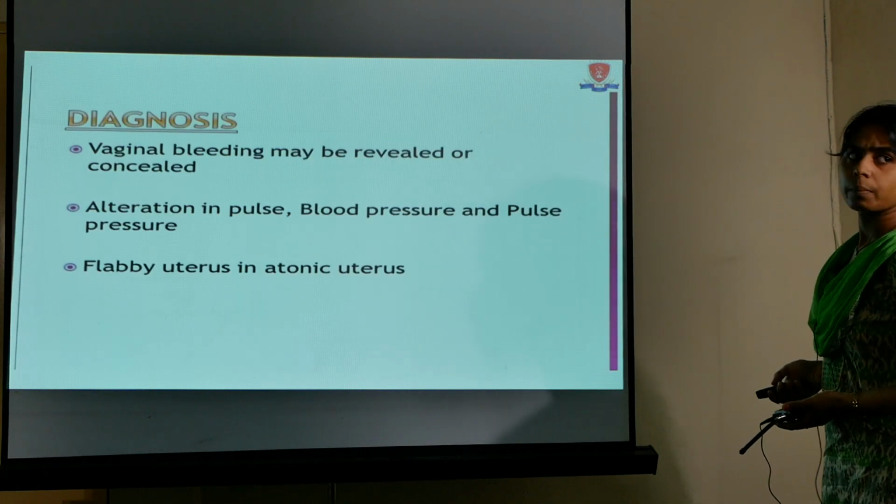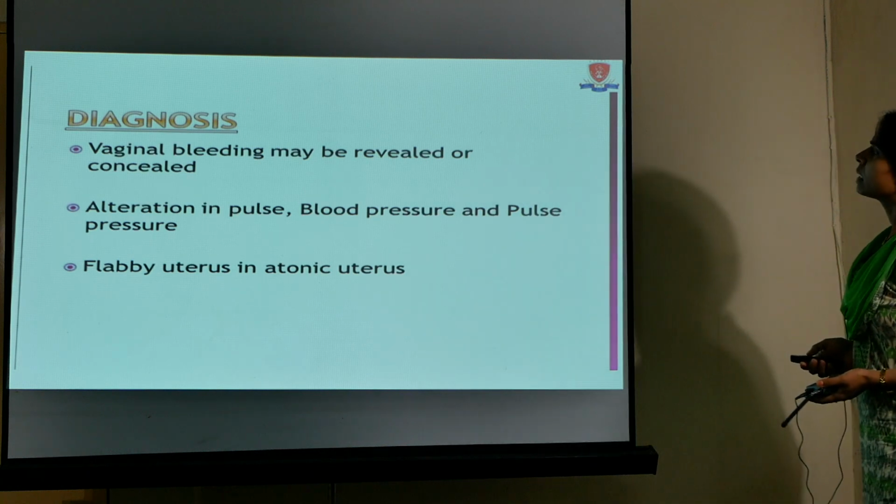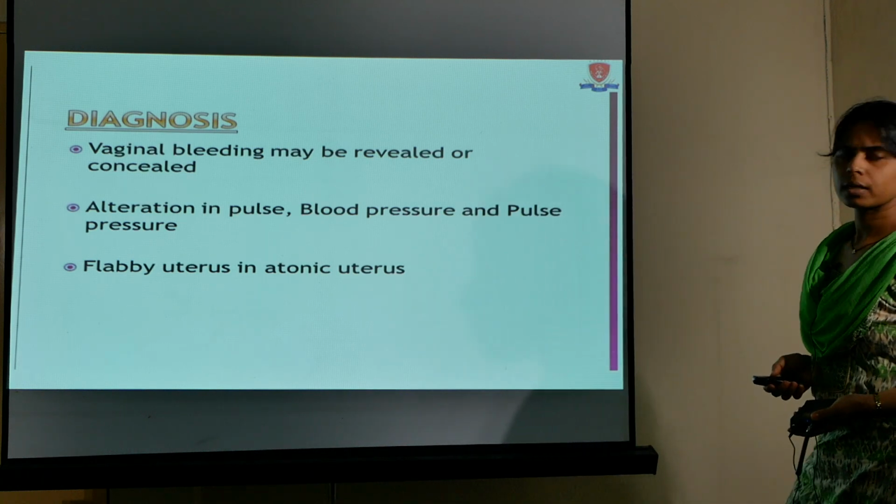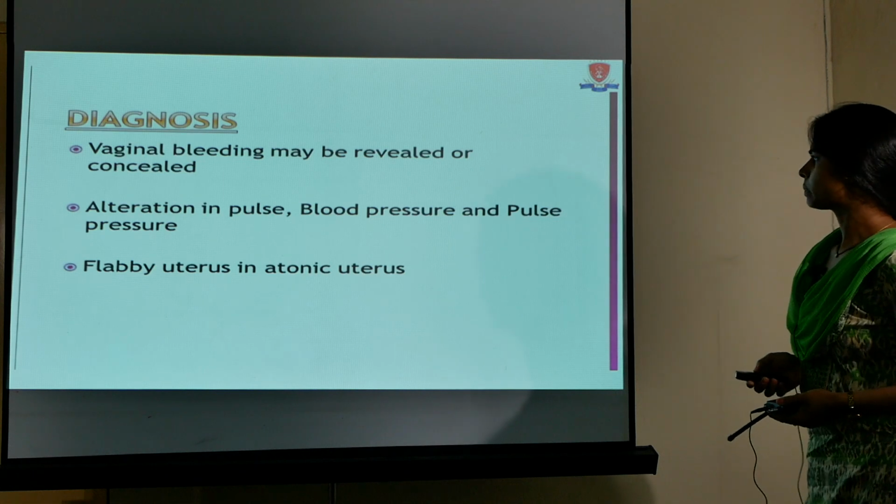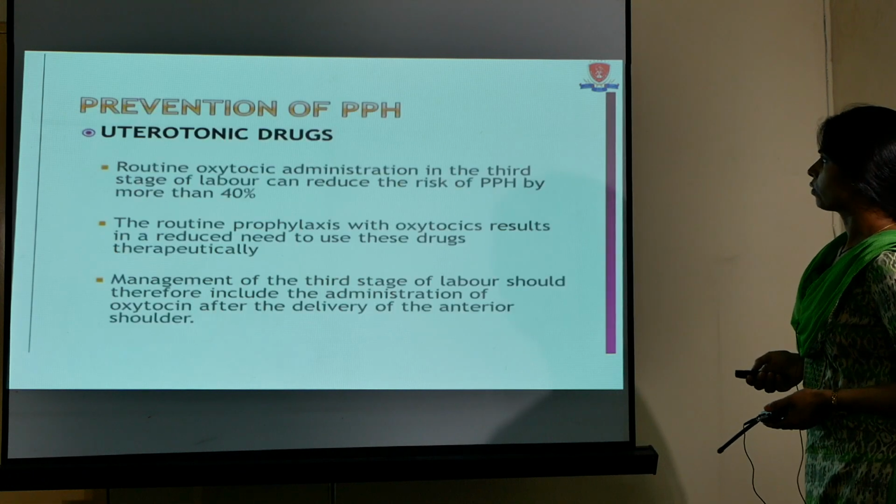Diagnosis: PPH is diagnosed when vaginal bleeding occurs, revealed or concealed, with alteration in the pulse, blood pressure and pulse pressure, and there is a flabby uterus in the atonic uterus.